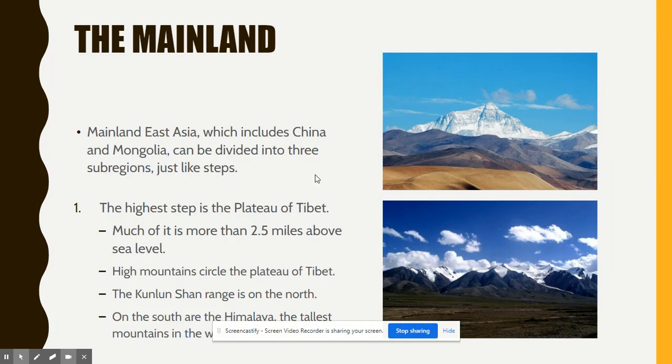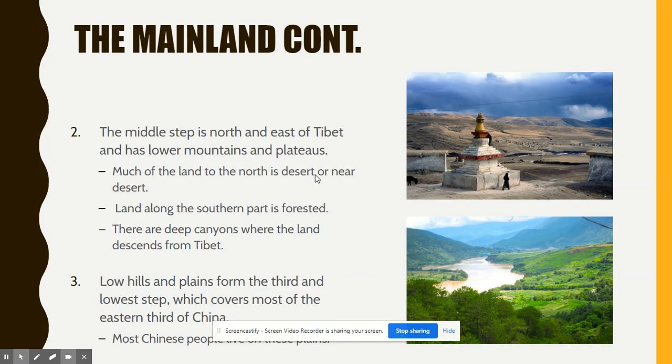So the mainland of East Asia, which is mainly China and Mongolia, can be divided into 3 subregions. There's this plateau of Tibet, which is often 2.5 miles above sea level. That's very, very high. And then we have the middle steppe, which is lower mountains and plateaus. And then finally, we have the low hills and plains that form much of the eastern third of China.